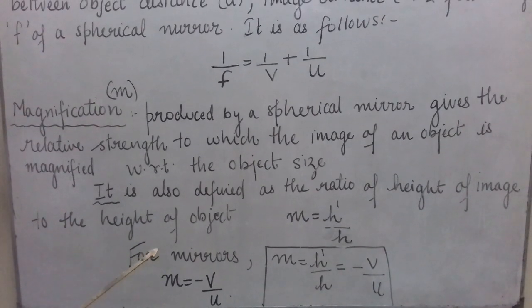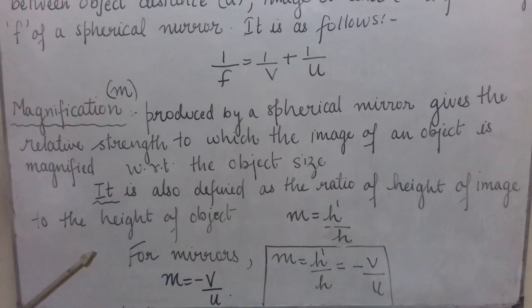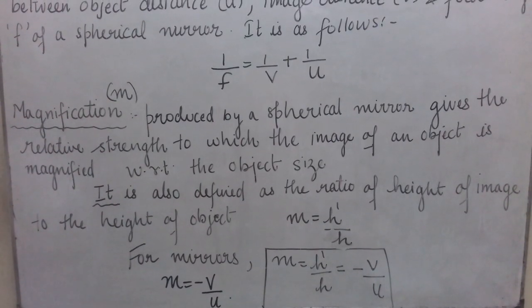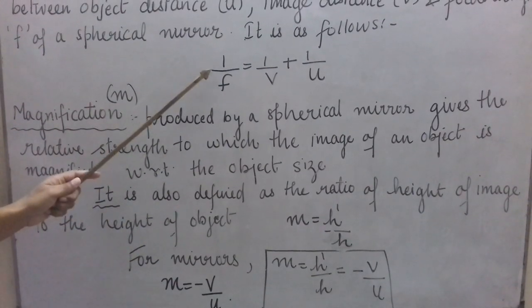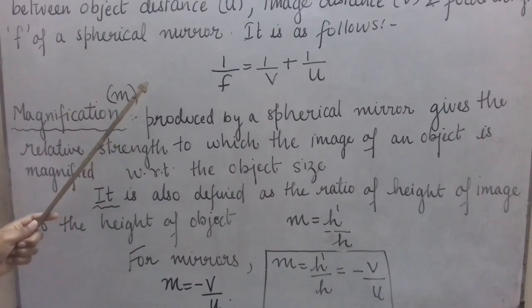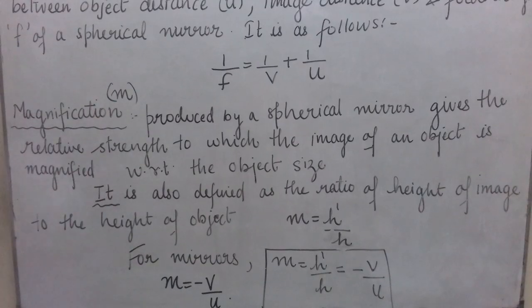But remember one thing, that when we use these formulae for numericals, we have to use a set of sign convention called as new Cartesian sign convention, and after using that sign convention only we can put the values here and proceed doing the numericals. So let us see now what is new Cartesian sign convention.